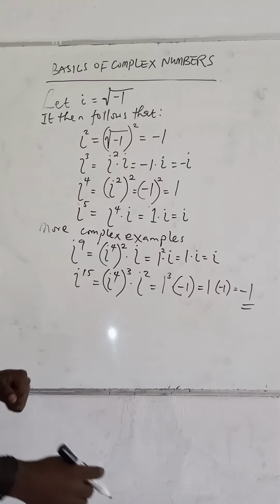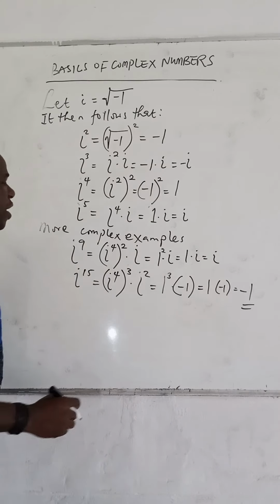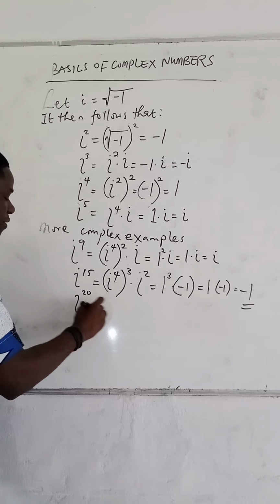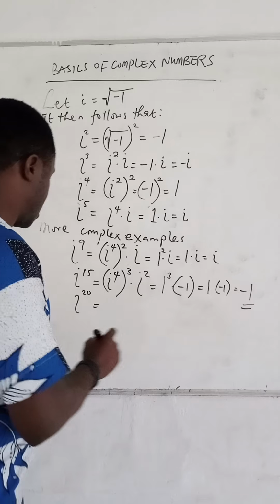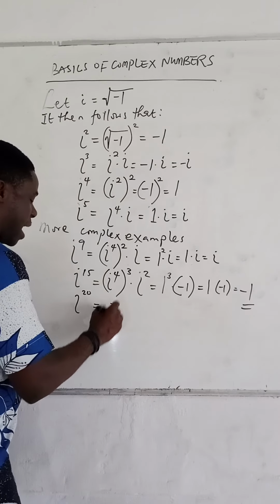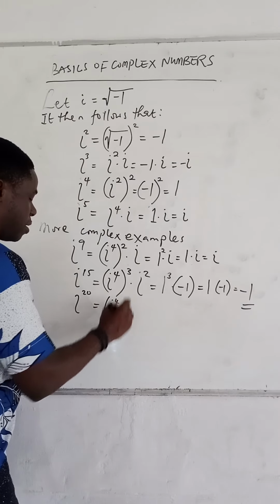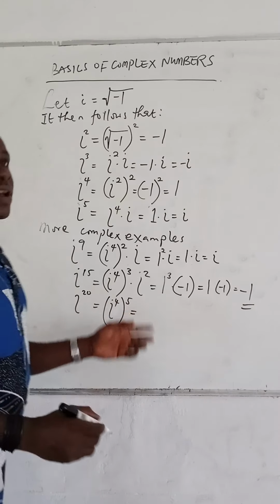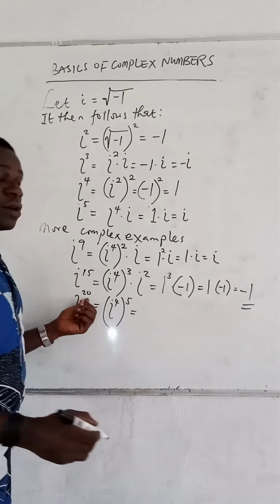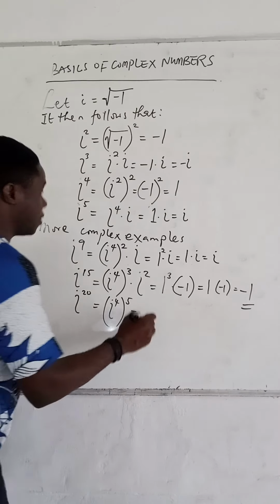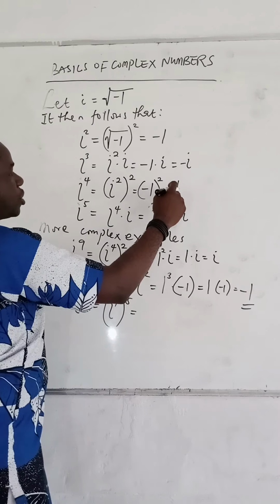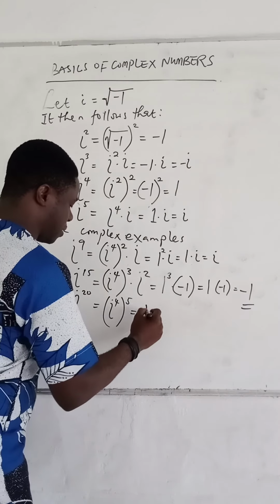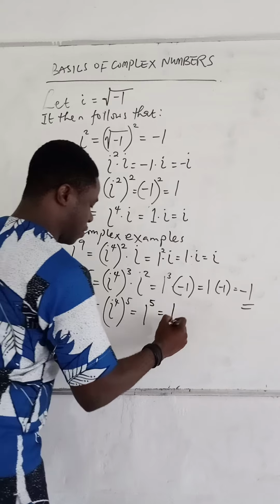What if we go further to take higher values, i raised to power 20, for instance? i raised to power 20 is the same thing as i raised to power 4 raised to power 5, since 4 times 5 is 20. So i raised to power 4 is 1, and 1 raised to power 5 is 1.